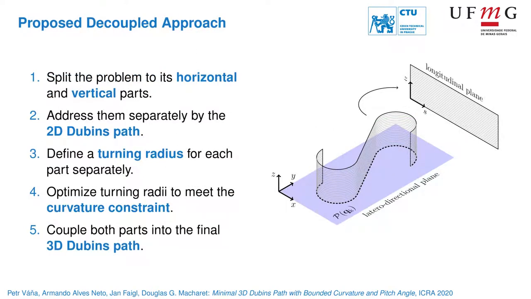The proposed solution is based on a decoupled approach that splits the problem into the horizontal and vertical parts that are computed separately. The only connection between both parts is through turning radii that are, however, defined separately. When we combine both horizontal and vertical turns, turning radii need to be increased to meet the curvature constraint. Therefore, these radii are optimized to find a trade-off between the horizontal and vertical turns. Finally, both parts are combined to form the final 3D path.